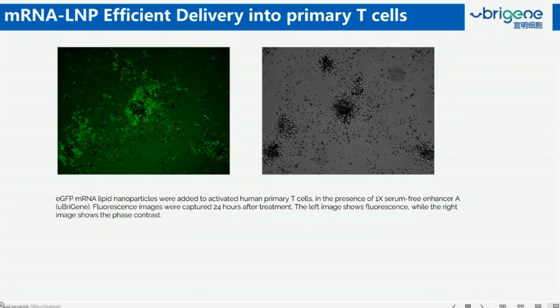Just taking a look at the efficiency of our LNPs to deliver RNA. Here, a GFP RNA is being delivered to primary human T cells. The left panel is just showing the image under fluorescence. The lipid nanoparticles were added to activated T cells in the presence of serum-free enhancer A. Fluorescent images were then captured 24 hours later, and the left image obviously shows the fluorescence, with the right showing these cells under phase contrast.